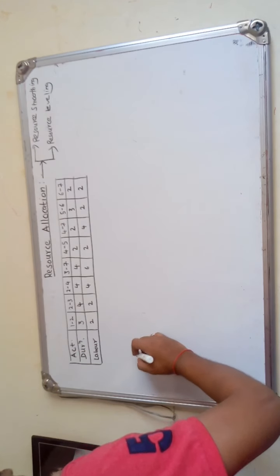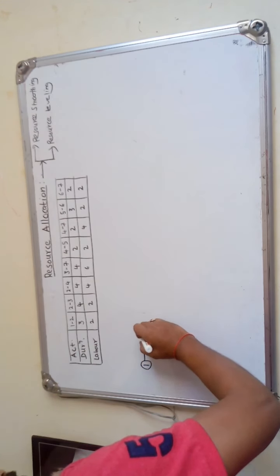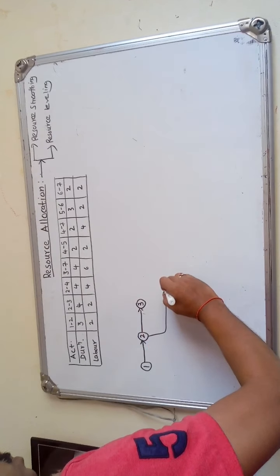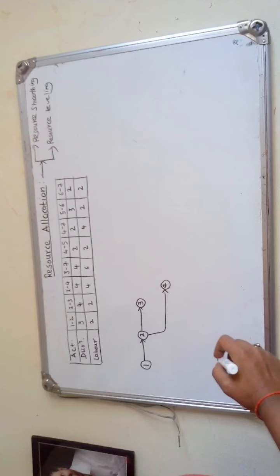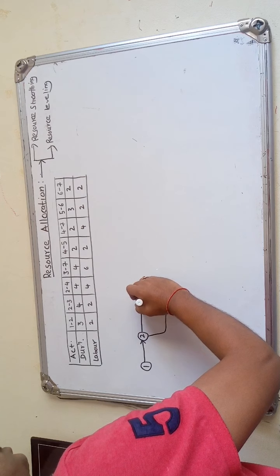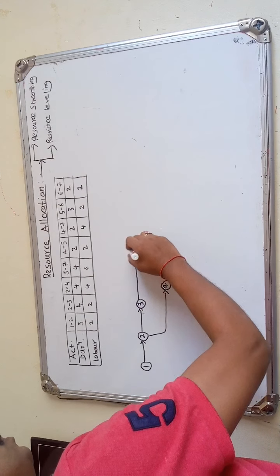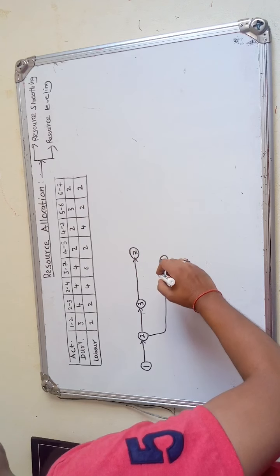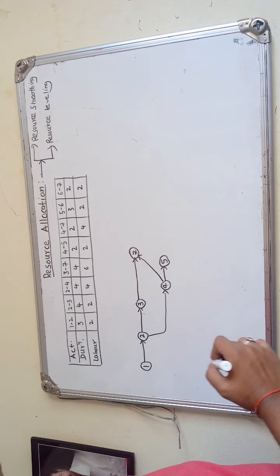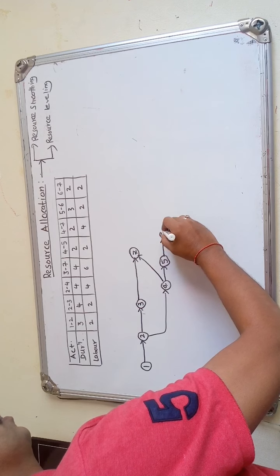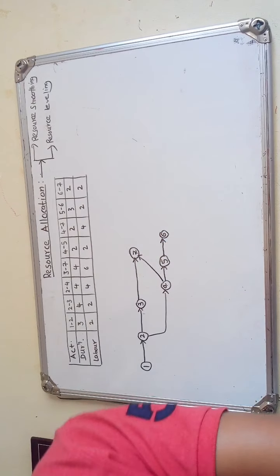So 1 to 2, 2 to 3, 2 to 4, 3 to 4, 4 to 5, 4 to 7, 5 to 6, and 6 to 7. So we have a simple network diagram.